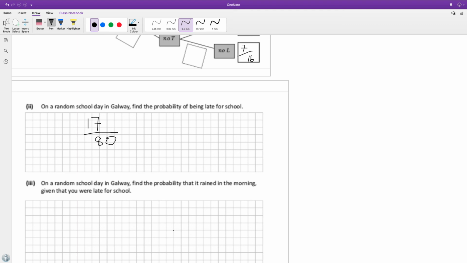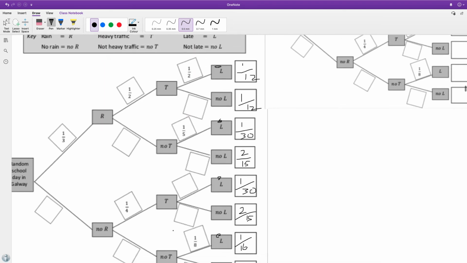Are these events independent or are they dependent? On a random school day in Galway, find the probability that it rained in the morning given you were late for school. Does being late for school affect rain in this situation? It does. It told us that we were late because it rained, or we weren't late because there was no rain. It does affect it. It's very important. So, when it's independent, the probability of A given B has happened is just the probability of A because B doesn't affect it.